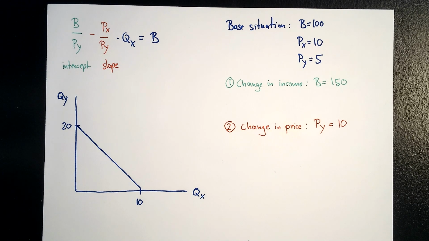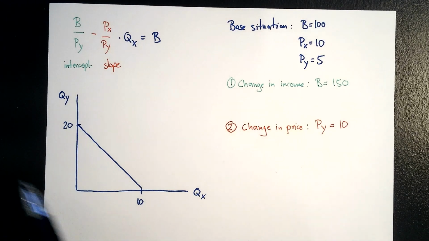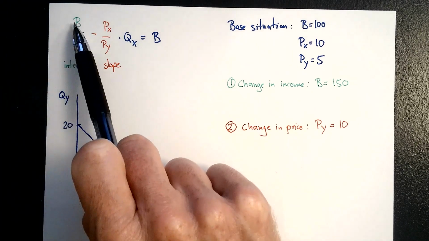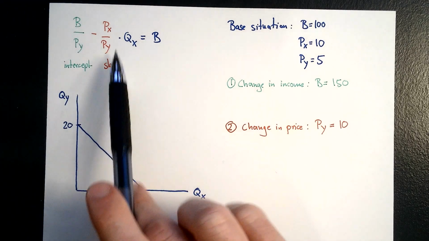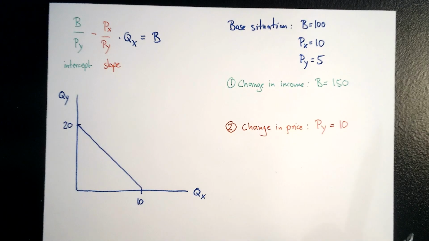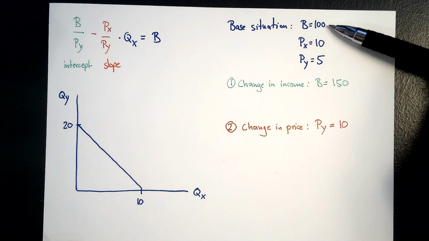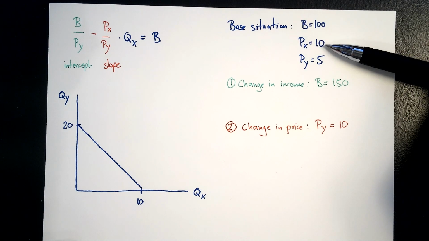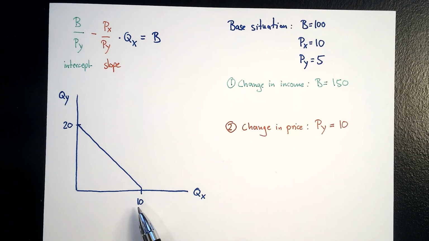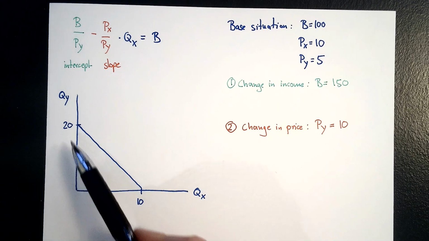Now, let us move on and consider what happens to the budget constraint when things change. We are going to look at two changes: first the change in income, and then the change in price. So let us start with income. We have seen that the budget constraint consists of an intercept, budget over the price of Y, and a slope, which is the negative of the price ratio, and that it is a linear line. In a base situation, we had a budget of 100, and hence, if the price of X is equal to 10, we can purchase 10 units of X, and if the price of Y is equal to 5, we can purchase 20 units of Y.